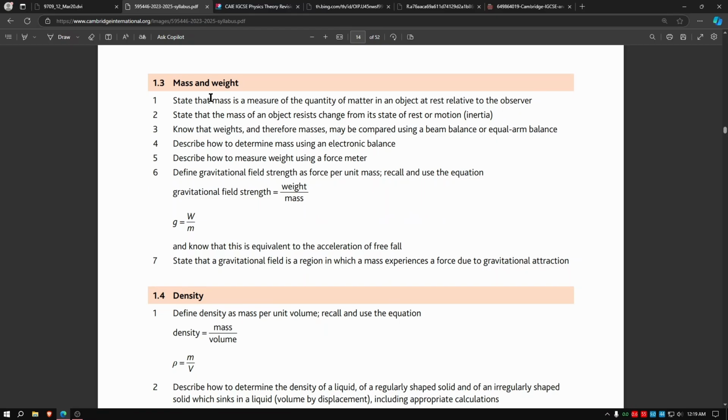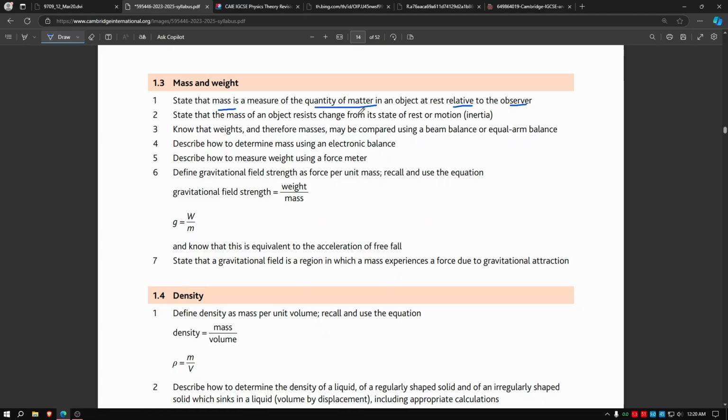Let's start with point 1. State that mass is a measure of quantity of matter in an object at rest relative to the observer. So one of the first keywords here: mass is a measure of quantity of matter in an object relative to the observer. What does this mean? This is a definition for mass, and when they ask you what is mass or define mass, you have to write this.